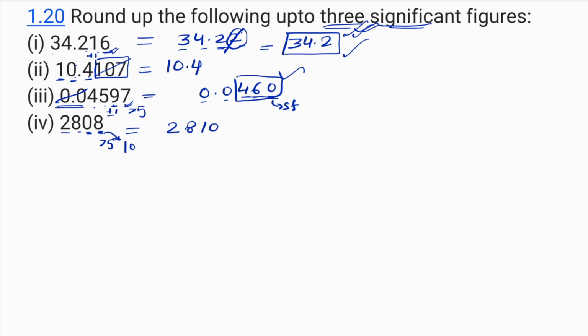2810. Now over here you can see there are 3 non-zero digits, and this 0 is non-significant. Why? Because there is no decimal after it. So it will have 3 significant figures, which are 2, 8 and 1. So this is how you are going to round up any number into three significant figures. Sometimes it might be asked in four significant figures or two significant figures. These are the rules you are going to follow.